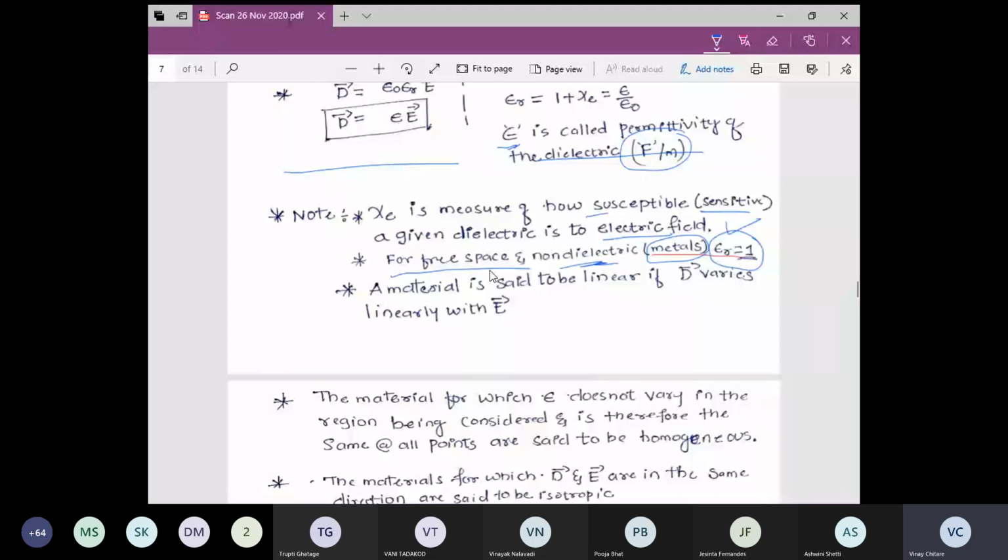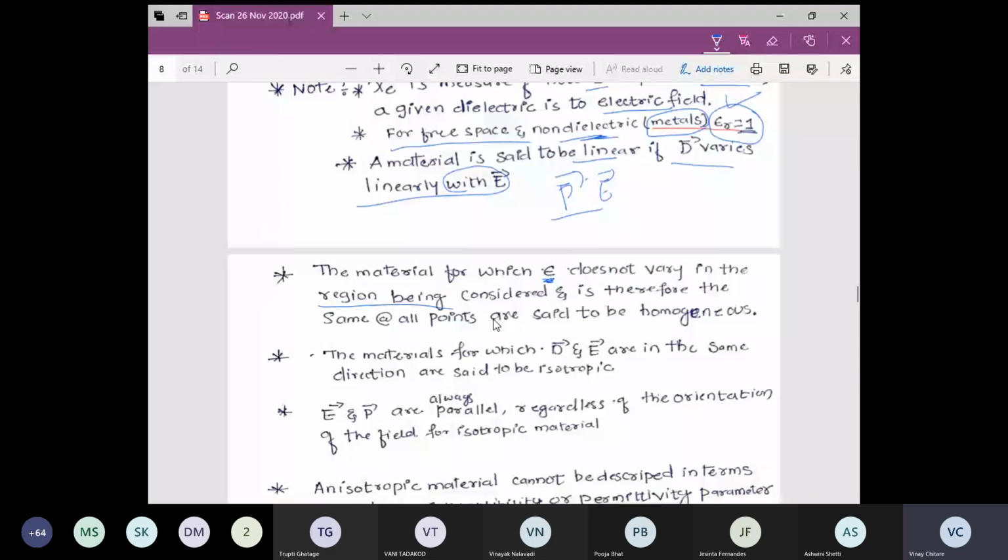A dielectric material is said to be linear if D varies linearly with E, or we say that P and E are linearly related. A material for which epsilon does not vary in a region, and is the same at all points, we say that the material is a homogeneous material.